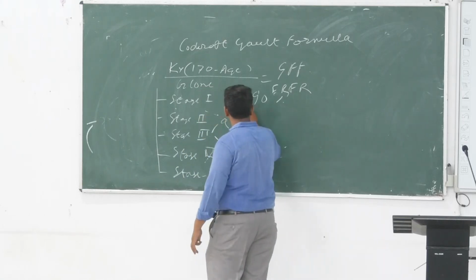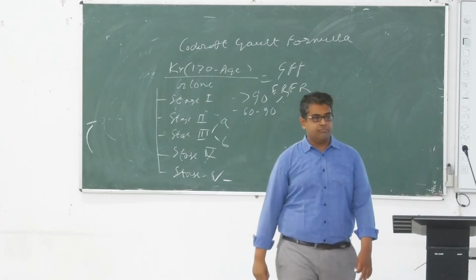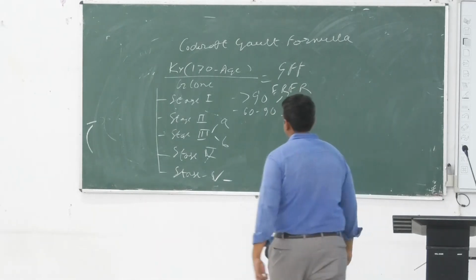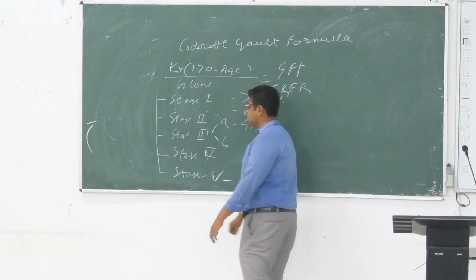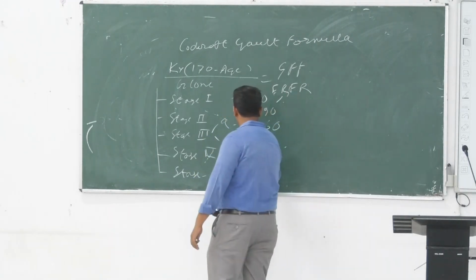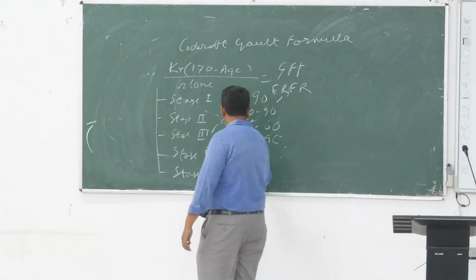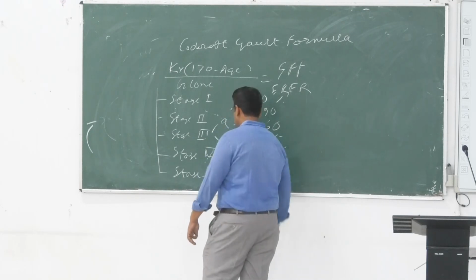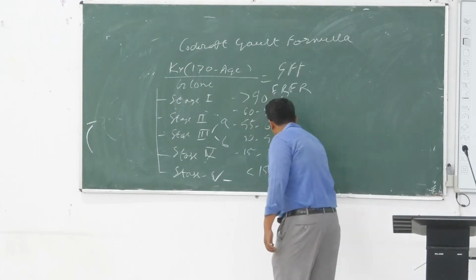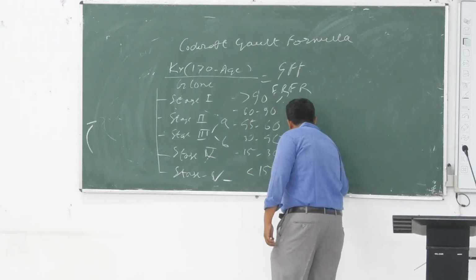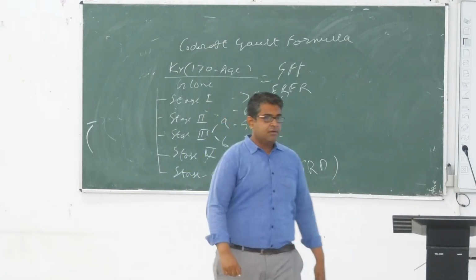Stage 2 is 60 to 90%. Stage 3A is 45 to 60. Stage 3B is 30 to 45. Stage 4 is 15 to 30. And finally, stage 5 is less than 15. And this is called ESRD, or end stage renal disease.